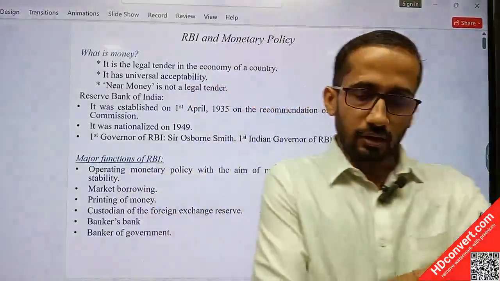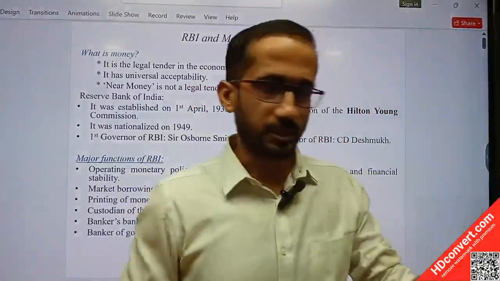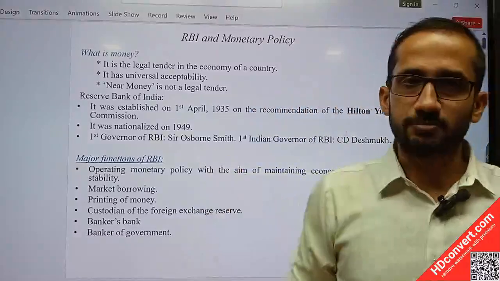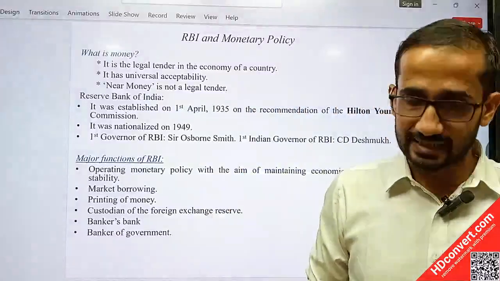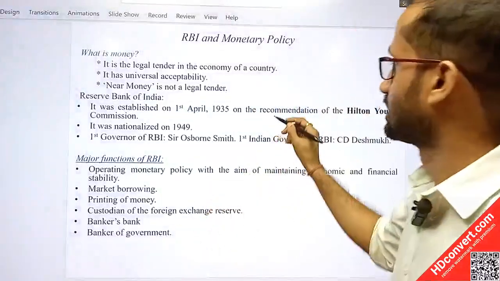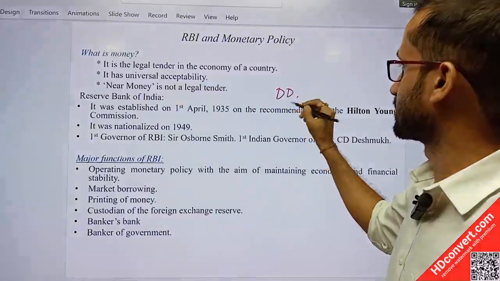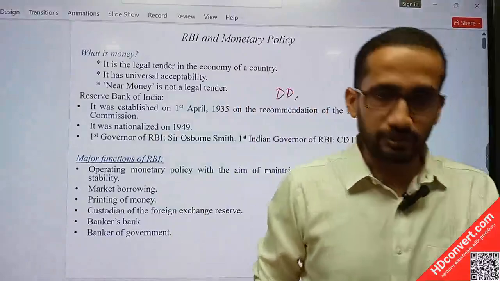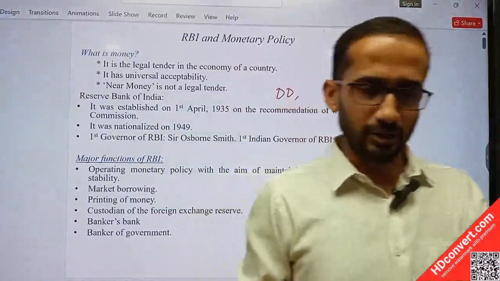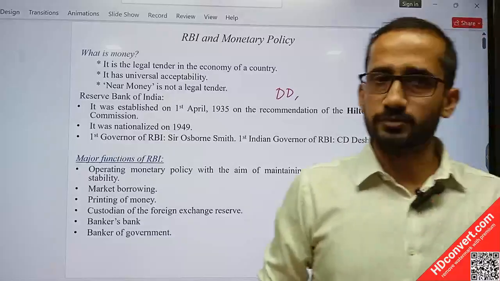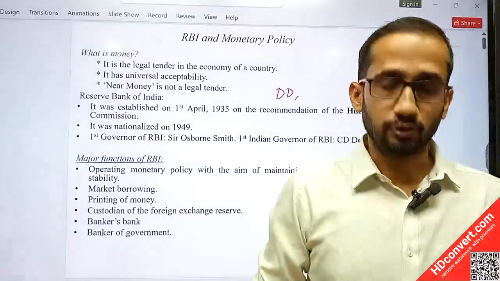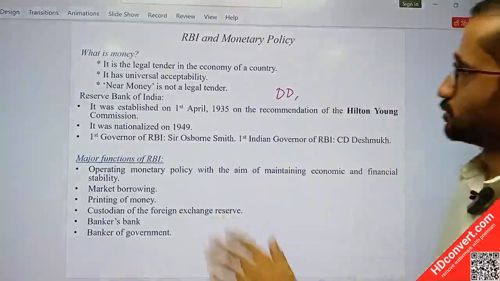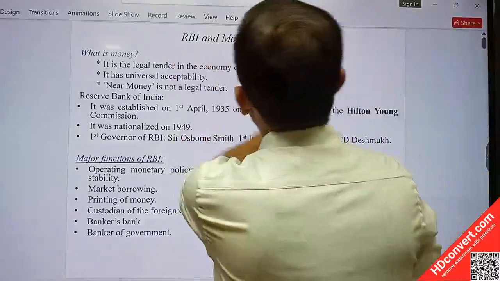Suppose we move to any market and buy something, if we provide cash, then they must accept the money because cash is a legal tender. But cheque and demand draft are not legal tender. It means this cheque or demand draft may or may not be accepted by the shopkeeper, but cash must be accepted. So cash is a legal tender. Okay, so this is about money.